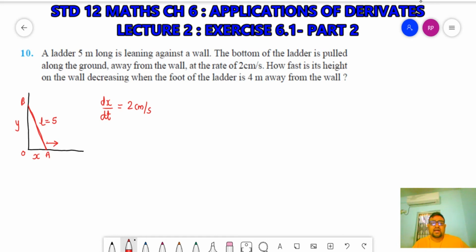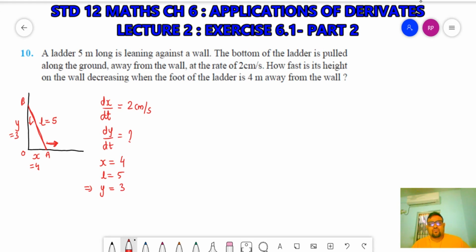How fast is its height on the wall decreasing? When I pull it in this direction, obviously the height will decrease. So I need to find dy by dt. When the ladder is 4 meters away from the wall, that means x is equal to 4. Using Pythagoras, with L equal to 5 and x equal to 4, y is equal to 3.